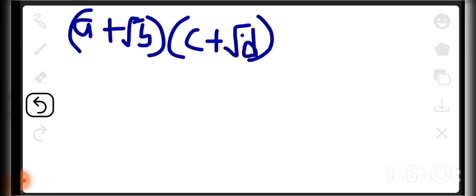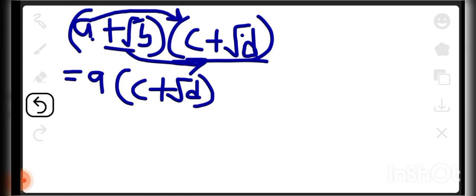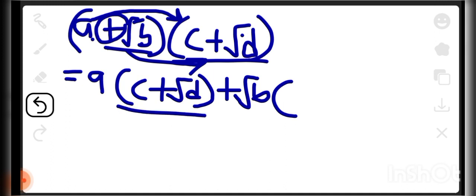Look at how you are going to multiply this. The first one here multiplies everything in this bracket, then the second one multiplies everything again. You take this first one, which is a, and it multiplies everything in this bracket, c plus root d. Then you take the second one, and be careful with this sign, because it still follows that second one. So we have plus root b, and we still multiply the same bracket, c plus root d.